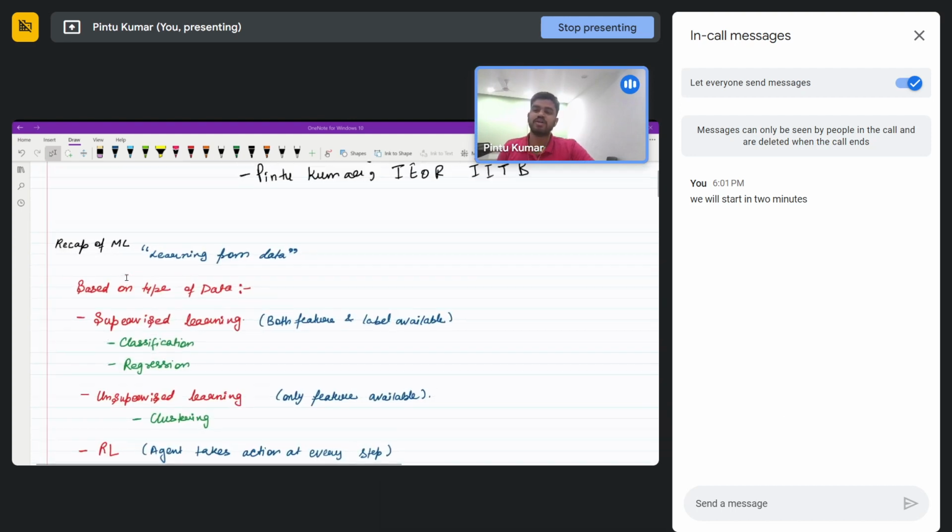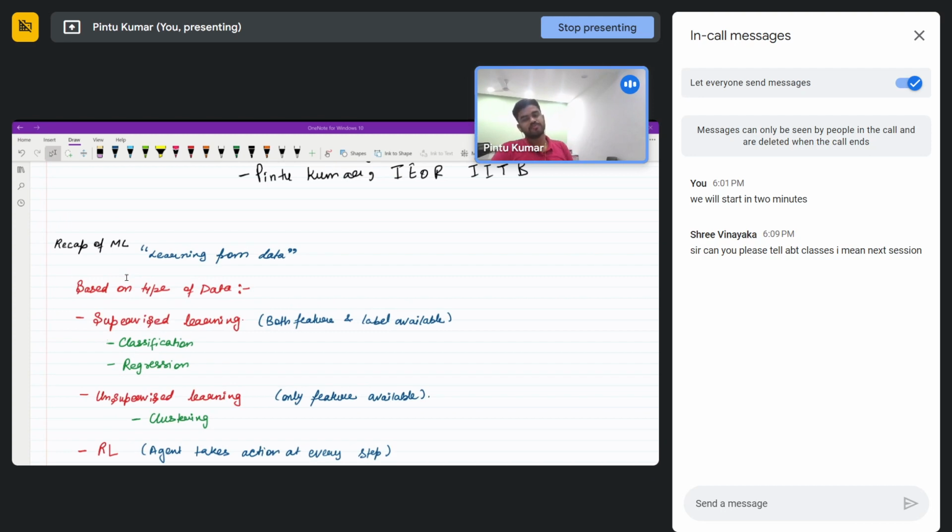I think most of you have done a machine learning course, but let's have a very small recap on machine learning. So the first question is, what actually is machine learning? In today's concept, machine learning is nothing but trying to learn from data. We are trying to learn some patterns from data. We want to learn some hidden structure in the data, and that is what machine learning is currently.